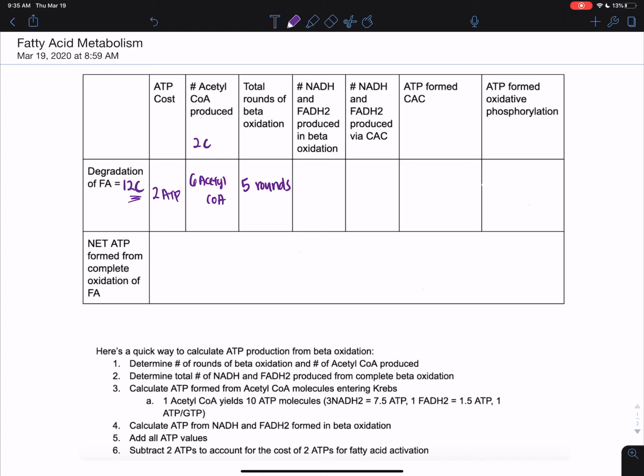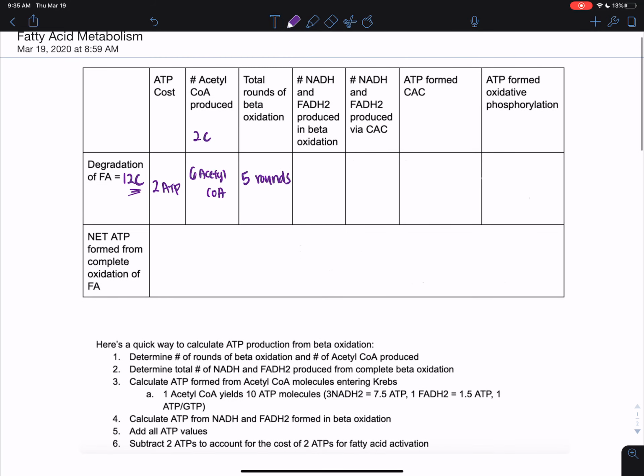And then the number of NADH and FADH2 that you produce for beta oxidation: you produce 1 of each per 1 round. So 1 round of beta oxidation will give you 1 NADH and 1 FADH2. If you have 5 rounds, you're going to end up with 5 NADH and 5 FADH2.